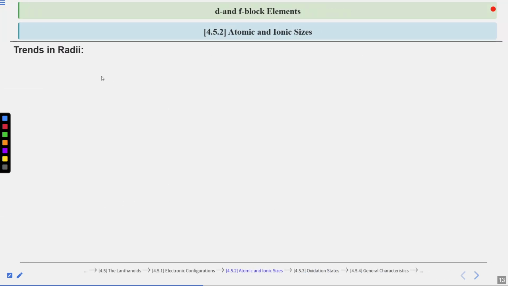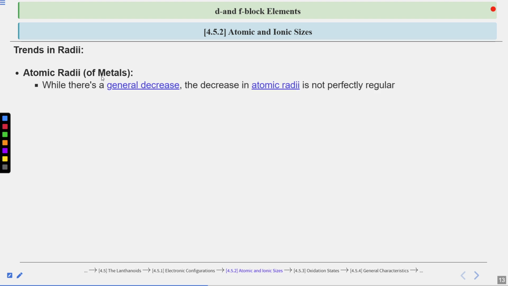Now the trends in the radii. First of all is the atomic radii of metal. So let's see the trend in them. While there is a general decrease, the decrease in the atomic radii is not perfectly regular. Okay, so if you observe, there is a general decrease in the atomic radii of the lanthanoid series elements, but the decrease in the atomic radii is not perfectly regular.